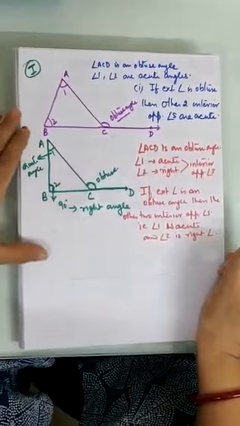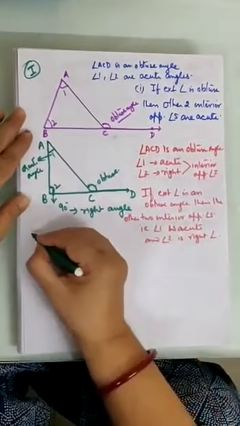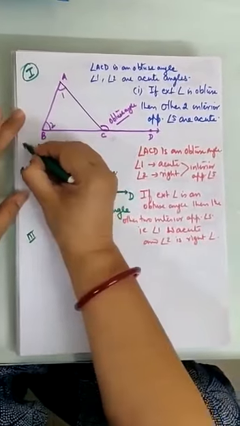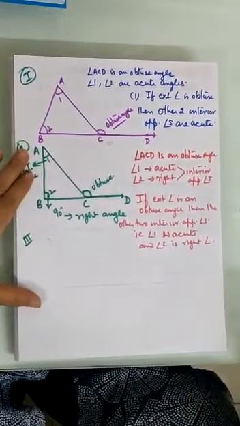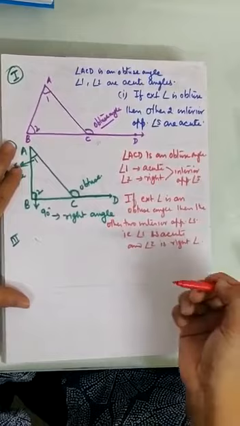Alright, now let us take the third case. This was the second case. Let us again draw an obtuse angle.